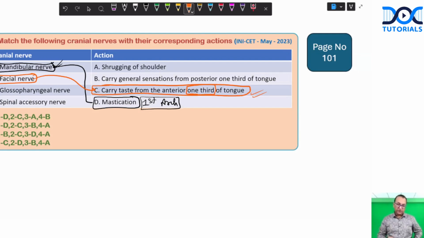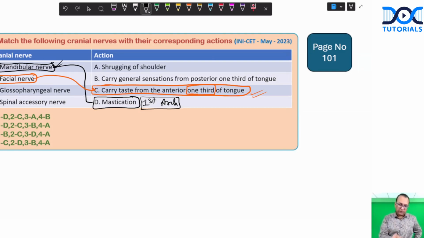Then what about glossopharyngeal? Glossopharyngeal, as I told you, supplies only one muscle, stylopharyngeus, elevator of pharynx, but it is sensory to so much of area, oropharyngeal isthmus, and it is not only general sensory supply, it is also carrying taste. Carry taste from where? Posterior one-third of tongue. And if you have taste buds in the soft palate, the taste of the soft palate also in that area, oropharyngeal isthmus, is carried by glossopharyngeal.